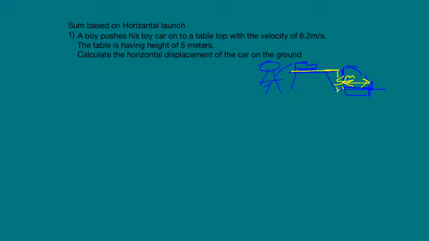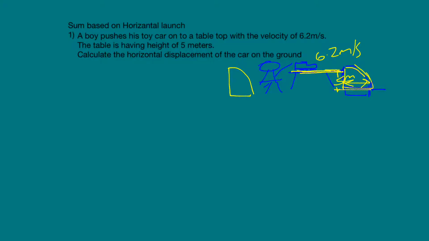and they have given velocity. So velocity is 6.2 meters per second. He is pushing with this much velocity, 6.2 meters per second. So we will find out how far away the car lands. This is the distance. There is no angle formed because he is pushing the car parallel to the ground level.